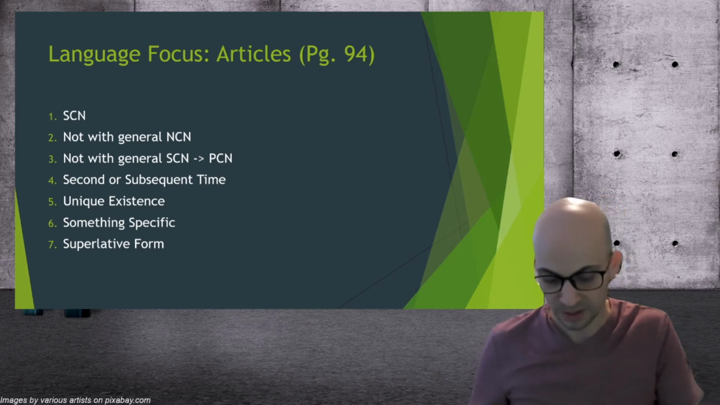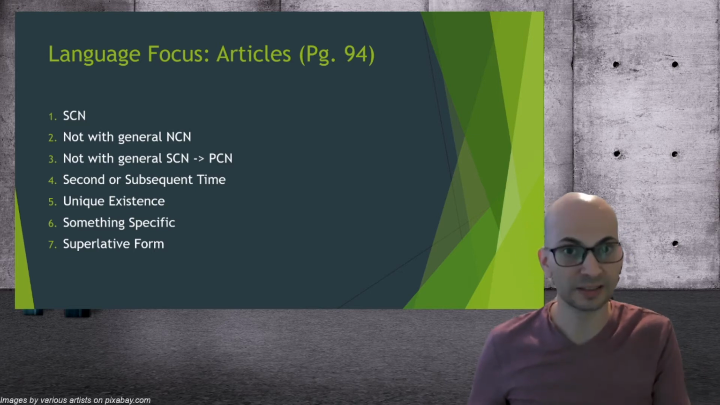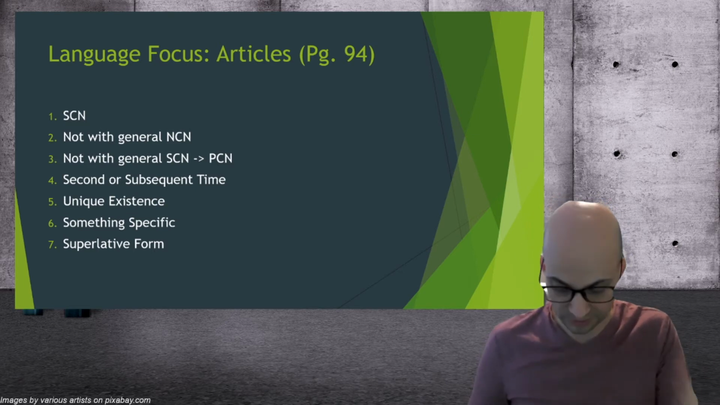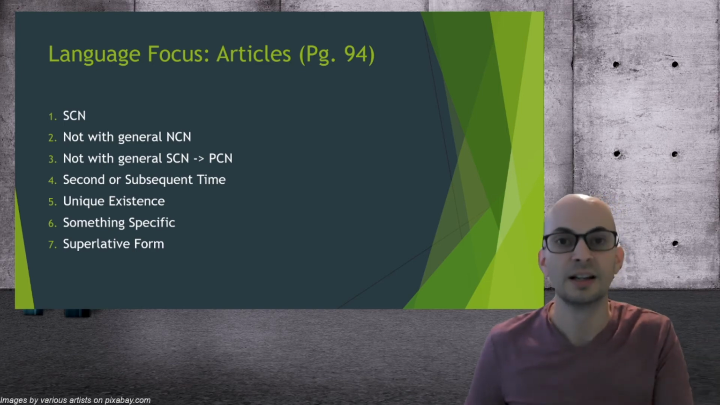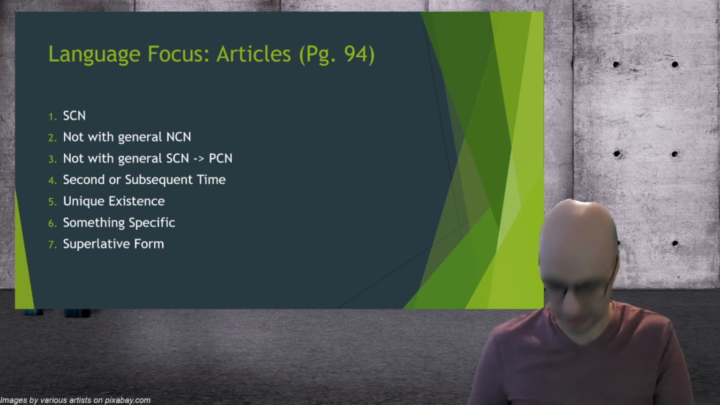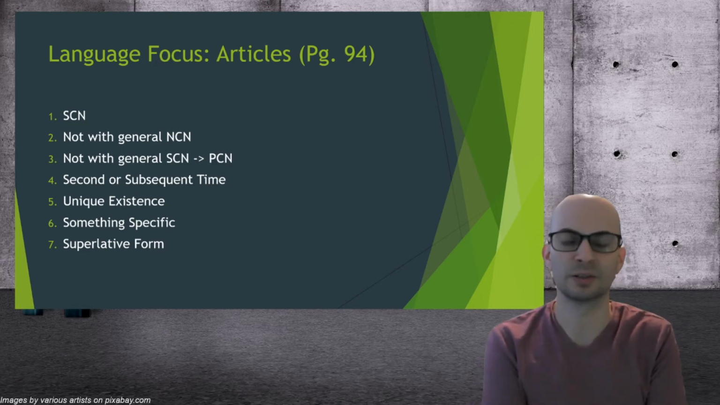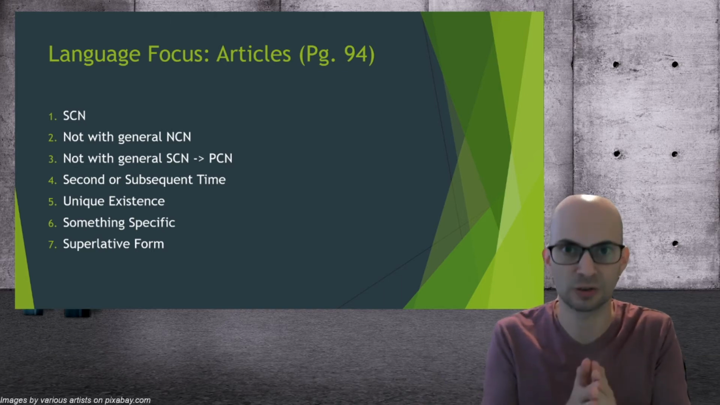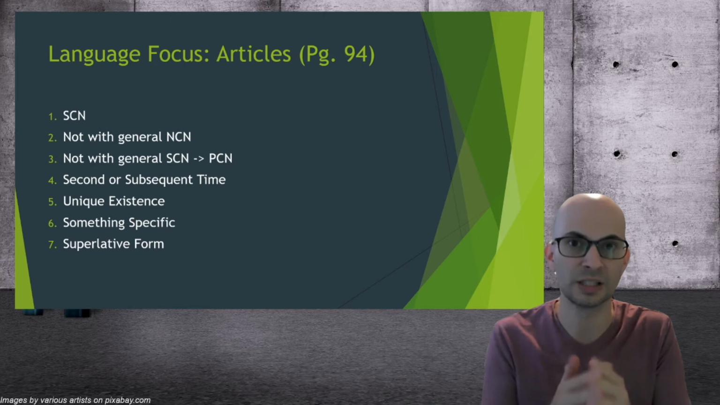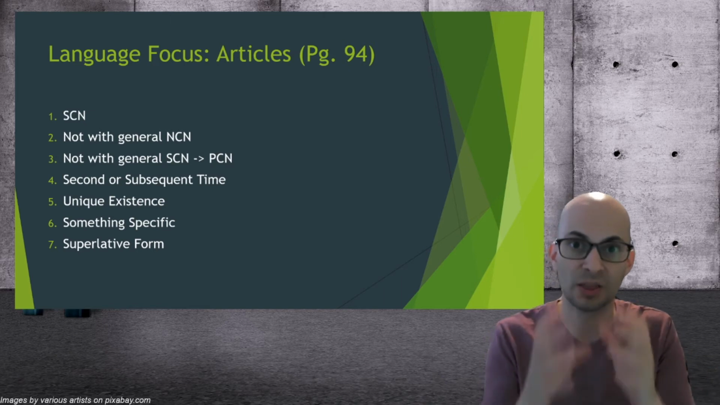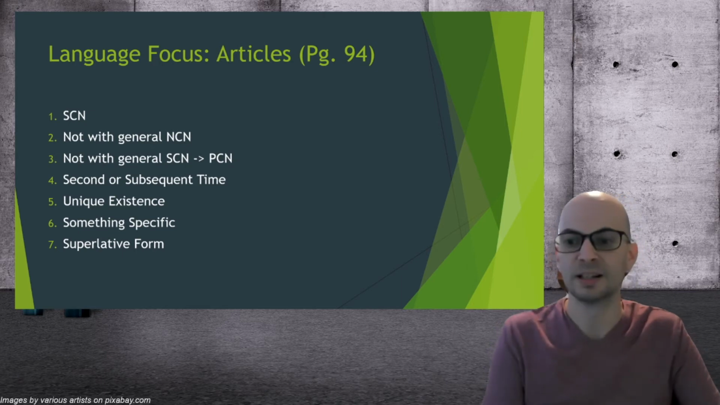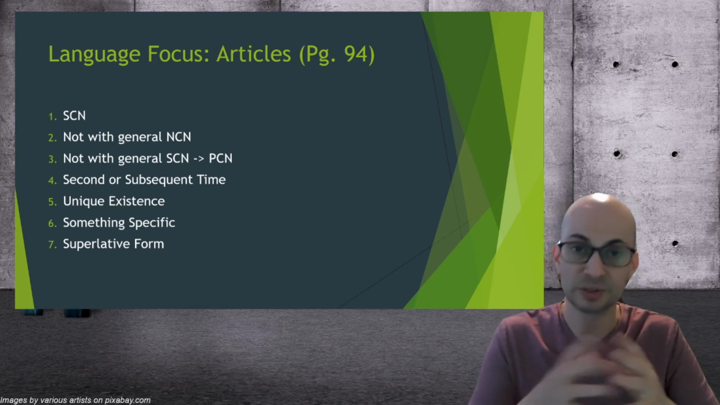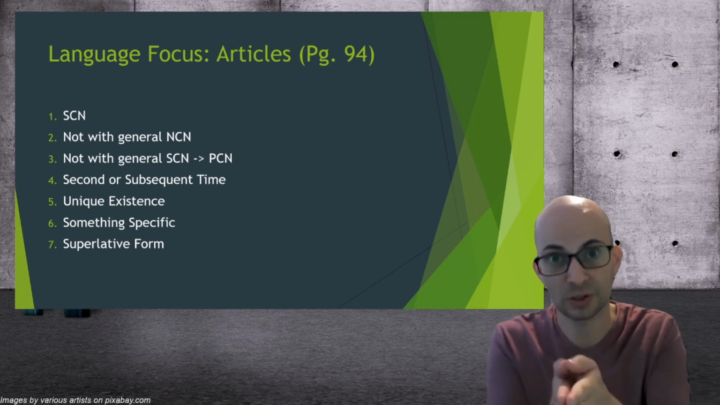Okay? Number 5, when it's a unique existence, like the sun. There are so many other unique existences, and I can't think of any right now. But when it's something special or unique, Earth, the Earth. There's only one Earth, so we use the. It's unique and special. Number 6, when something is specific, like when I mentioned the salt, that is a specific one.